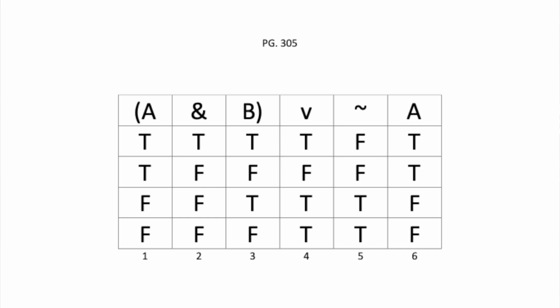In row 1, you have a T and you have an F, which is a true disjunction. In row 2, you have an F and you have an F, which is a false disjunction. In row 3, you have an F and you have a T, which is a true disjunction. And in row 4, you have a false and you have a T, which is a true disjunction.